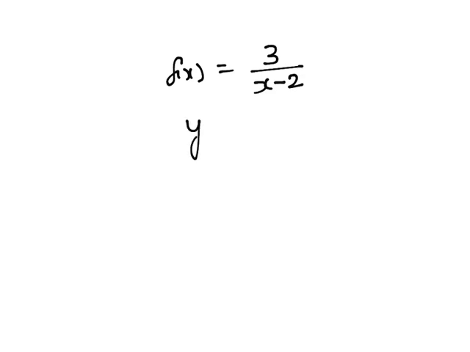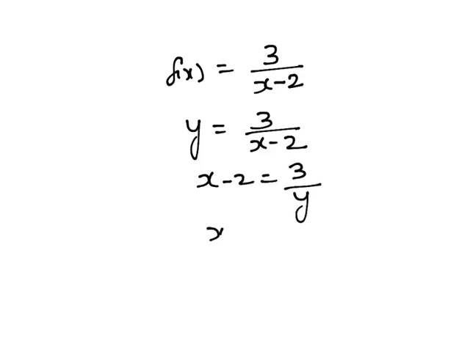How do I find that? I'll replace f of x with y: y equal to 3 by x minus 2. Now I will make x the subject. So how do I do that? x minus 2 equal to 3 upon y. So x equal to 3 upon y plus 2, which is nothing but (3 plus 2y) by y.